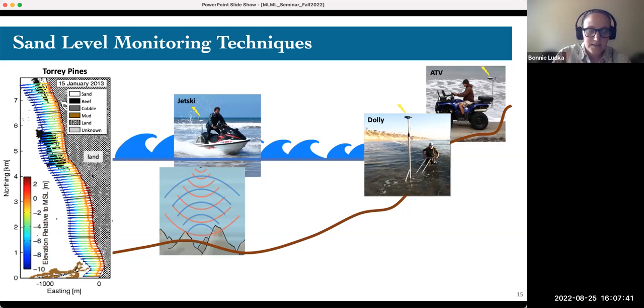We've got land on the right, ocean on the left, and I've also colored in rocky reef locations in black. A submarine canyon is shown in brown there. This data set has been published in Nature Scientific Data. There's about 16 years of this data, and it's available if you are interested. This example survey is from Torrey Pines, which is our longest running data set. It's along a stretch of beach that runs about 8 kilometers.